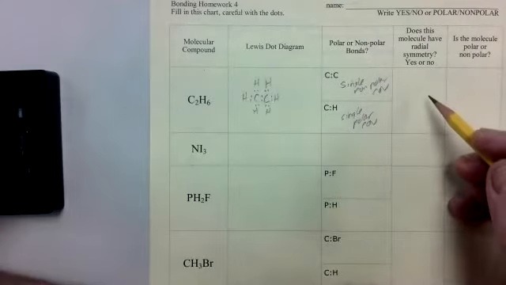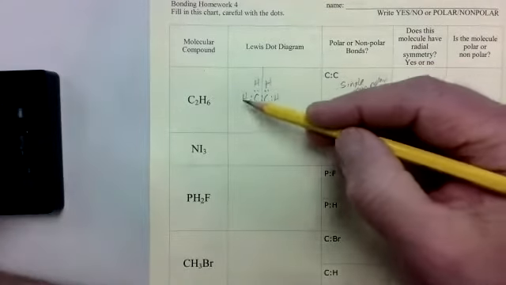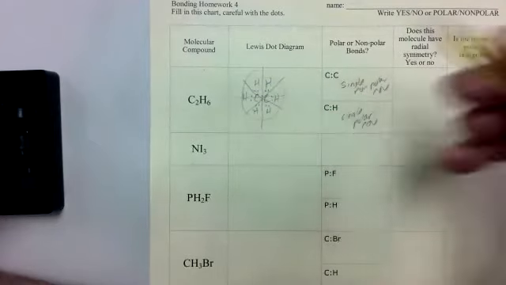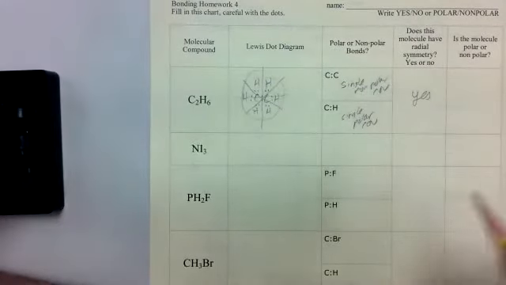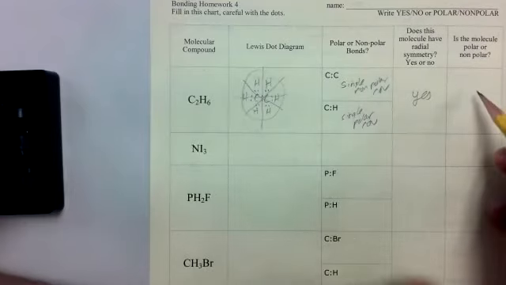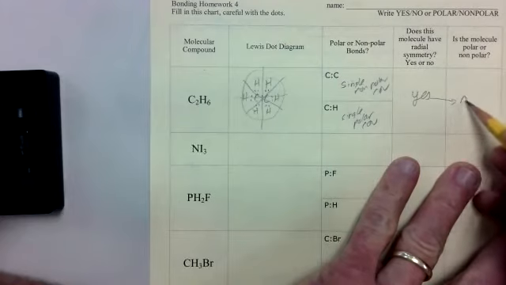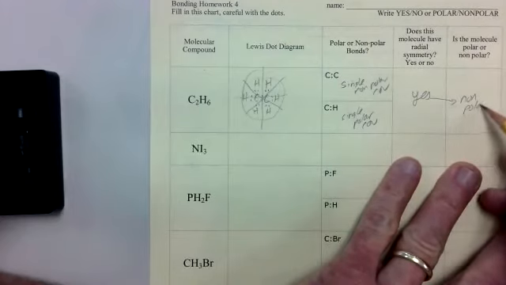Does the molecule have radial symmetry? That means, can you cut it in half in every direction like a pizza? Yes. So is the molecule polar or nonpolar? When it's got radial symmetry, that means it's a nonpolar or balanced shaped molecule.